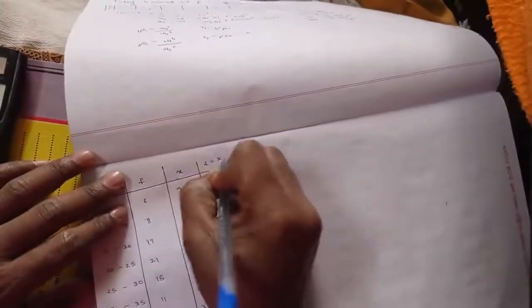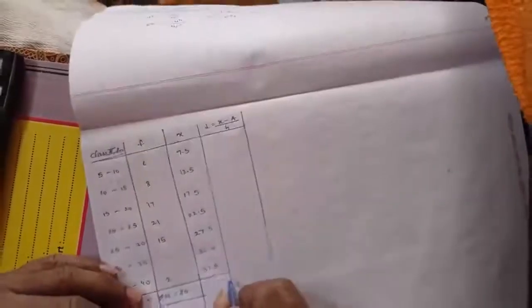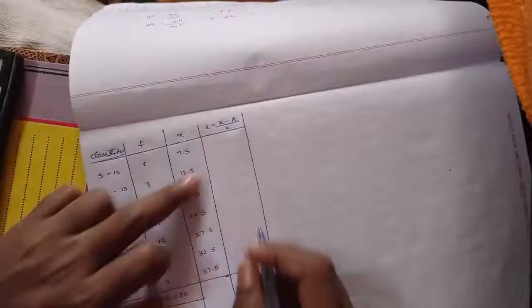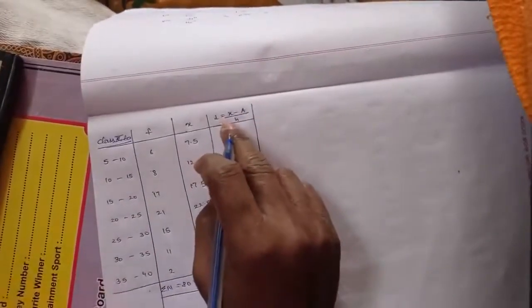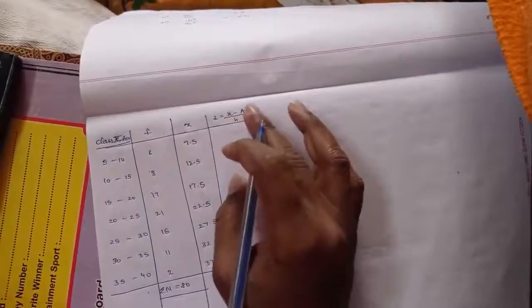Now find the d value. D is nothing but x minus the arbitrary point, divided by h. Here we should consider h. In the previous video, h was negligible, that is h was 1. If the denominator is 1, it doesn't affect the result, so that's why we neglected the h value. But in this video, h is 5, and you have to consider it definitely. So for the d value, what is x? X is nothing but the x values we have calculated, and next a is the arbitrary point.